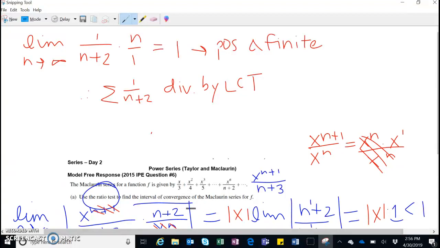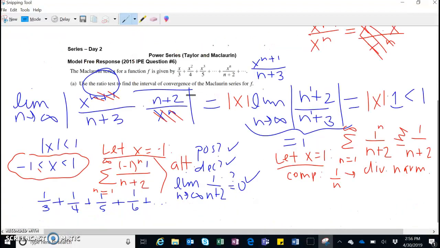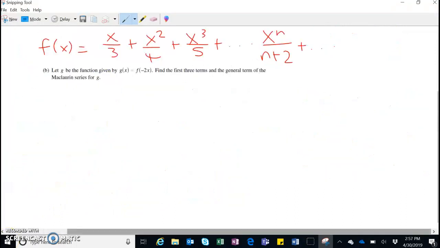So the great news is that means that I'm done with my interval of convergence way back here, because I don't want to include the positive one where I got a divergent value. So interval of convergence, another way of expressing that, I can write it up here, would be -1 included and 1 not included. All right, here we go on part B.